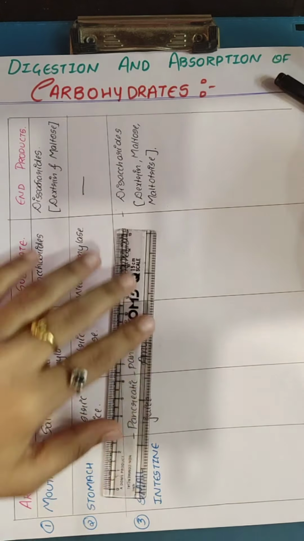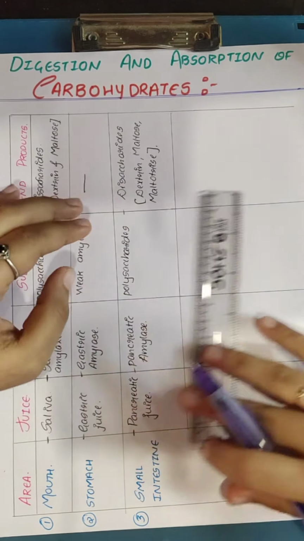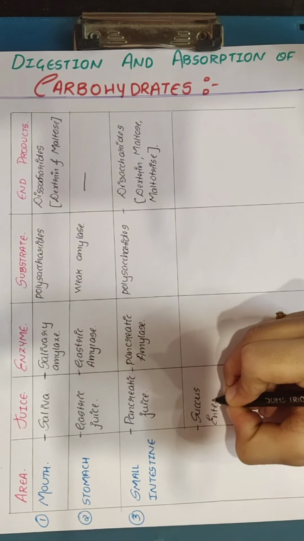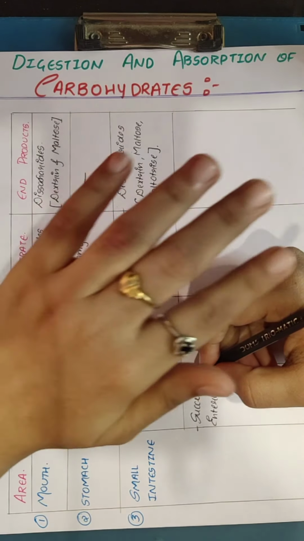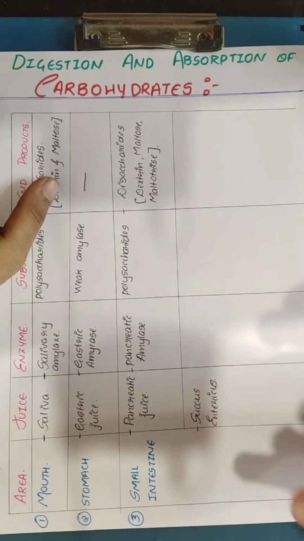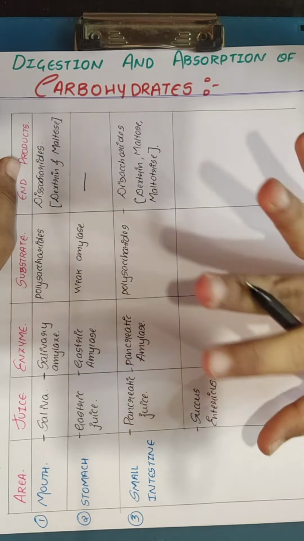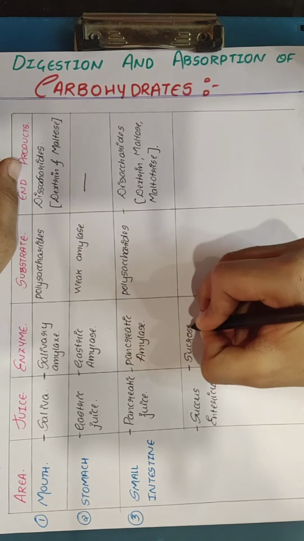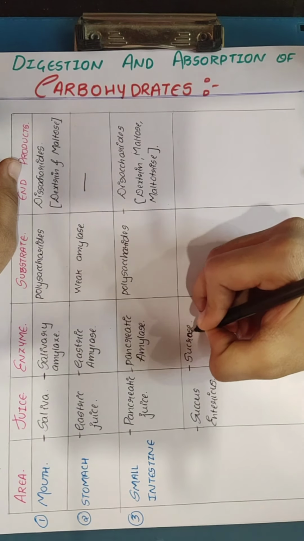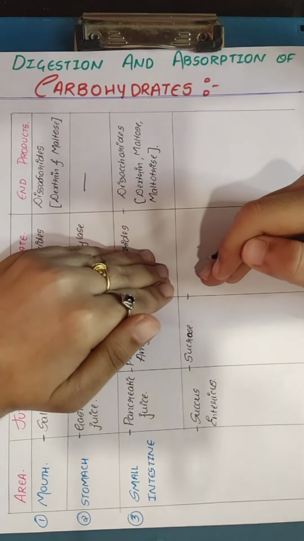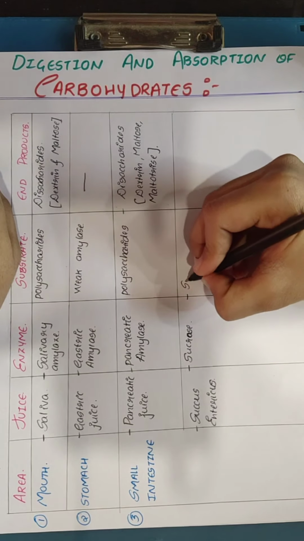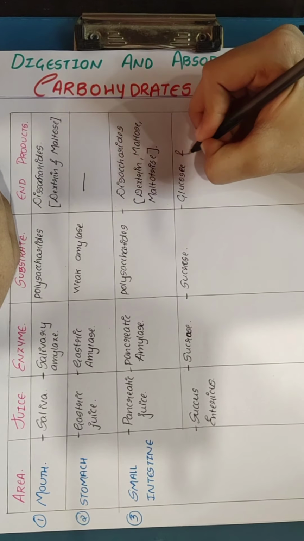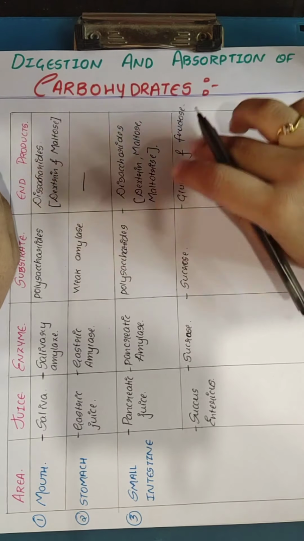Further moving on to the second one of the small intestine, the succus entericus. In the succus entericus, there is presence of five main enzymes. First, the enzyme is sucrase. Sucrase enzyme converts sucrose into glucose and fructose. They are the components of the sucrose.